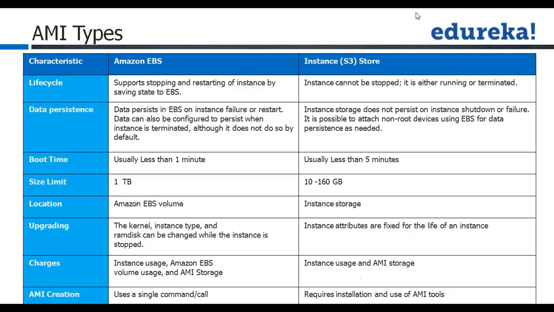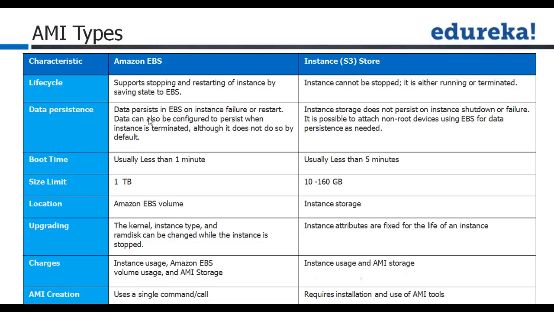Now, a difference between Amazon EBS and S3 backed instance. A lifecycle instance: Amazon EBS supports stopping and restarting, which is not available in Amazon S3. These are two important key points, I would say. Data persistence: data is always in EBS, so it can persist through instance failure. Boot time is much lesser because it boots in 1 to 2 minutes, while it's almost 5 minutes for the Amazon S3 backed.